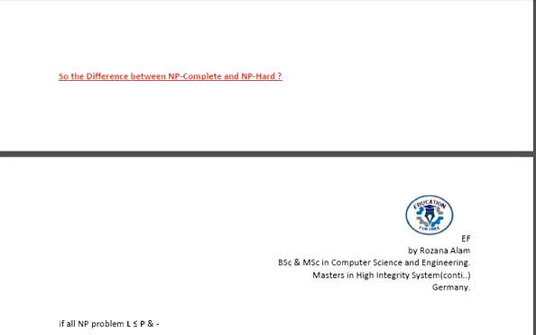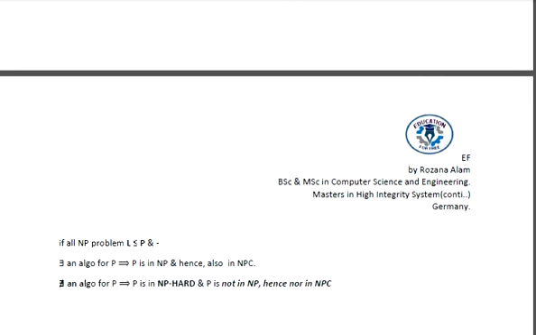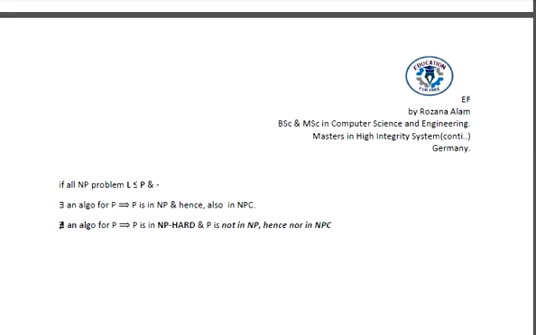So what is the difference between NP complete and NP hard? It's very easy to say, but it's actually a difficult problem. We can research on it. If there is an algorithm for problem P, then it is called NP complete, and P is in NP and also NP complete. If there is no algorithm for P, then it is NP hard, and P is not in NP, hence not NP complete. So that's all for this video.